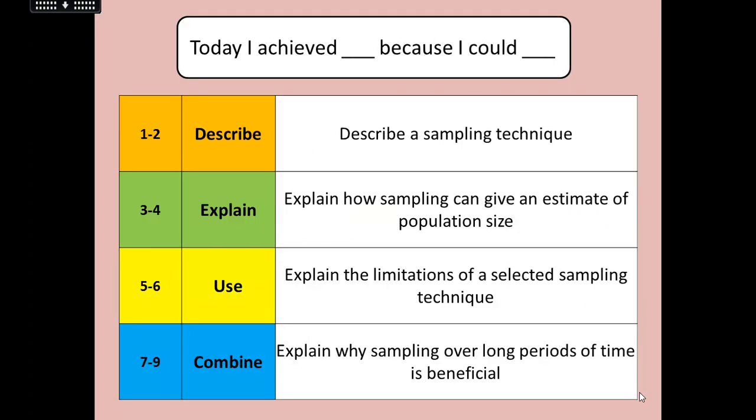So choose your today I achieved sentence. So describe, explain, use, or combine. And what were you able to do to show that skill? So for example, today I achieved explain because I could explain how sampling can give me this estimate of population size. Up to you where you got up to based on how you got on the written task.